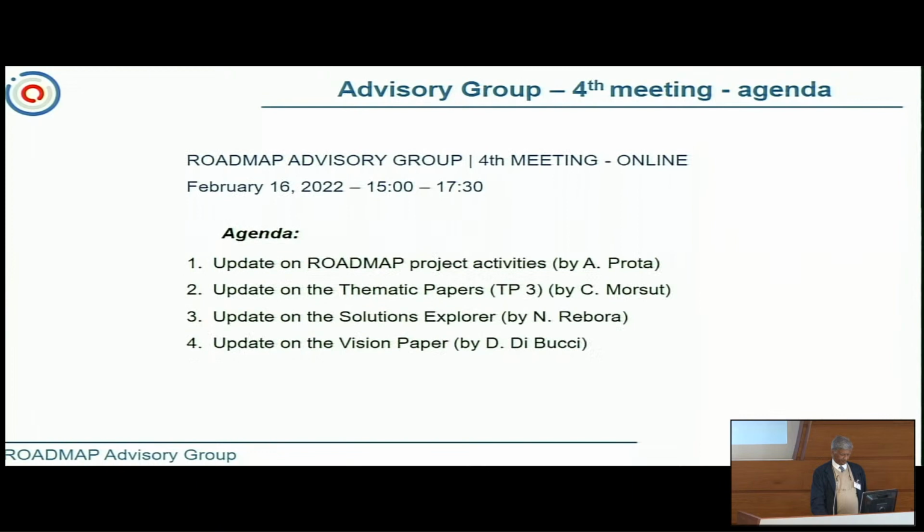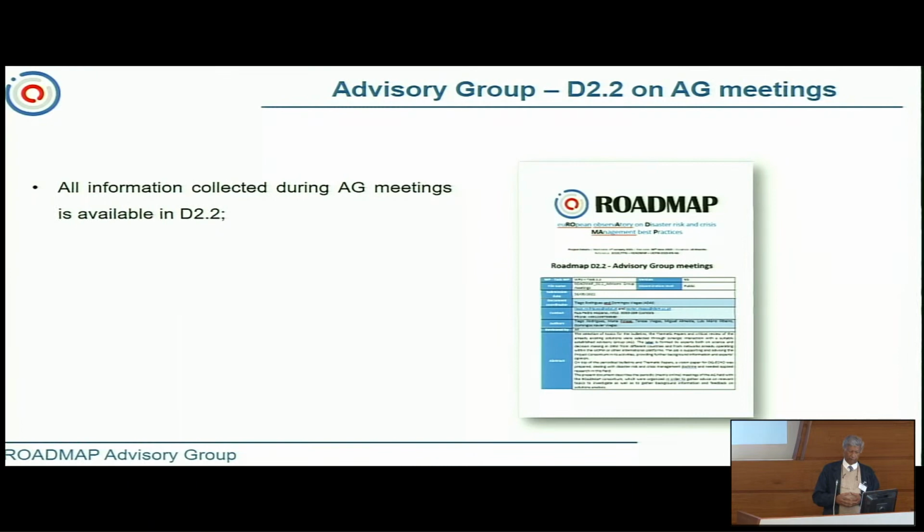The fourth meeting that we organized with the advisory group was, in this case, to discuss thematic paper 3 and to present the solution explorer and the first versions of the vision paper that was then being prepared. So this was the content of the fourth meeting of the advisory group. In one document of the project, deliverable 2.2, we summarize the activities of the advisory group. Those of you that want more details on the meetings, the participation and the contents, please follow them.